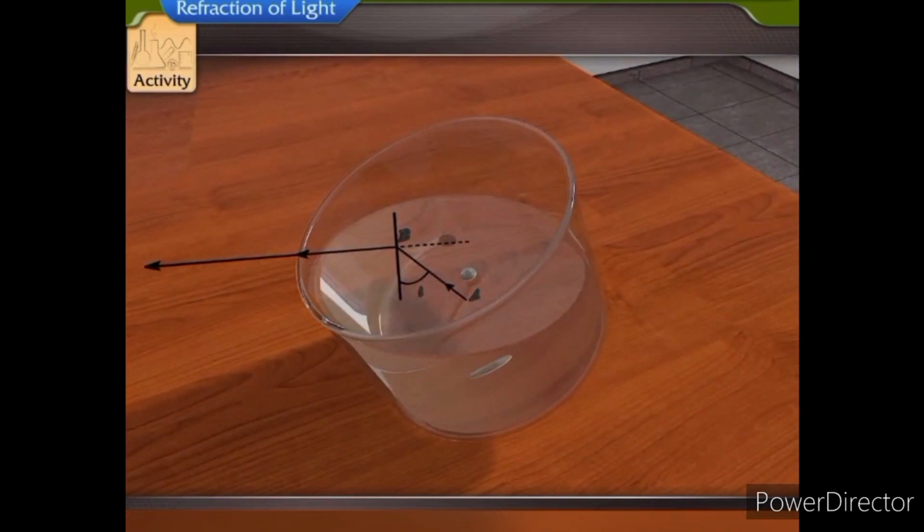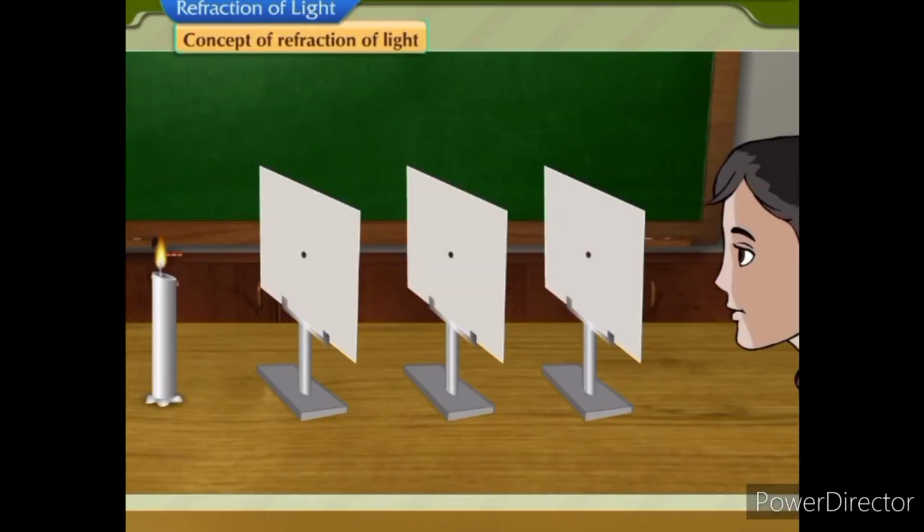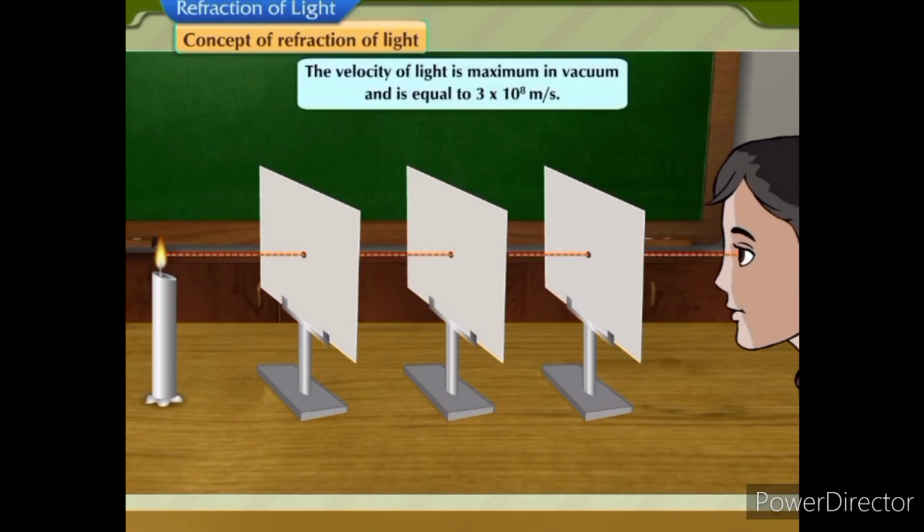Let us understand the concept of refraction in detail. Concept of refraction of light. Light travels along a straight line in a transparent medium. The velocity of light is maximum in vacuum and is equal to 3 × 10^8 meters per second. It is marginally less in air.